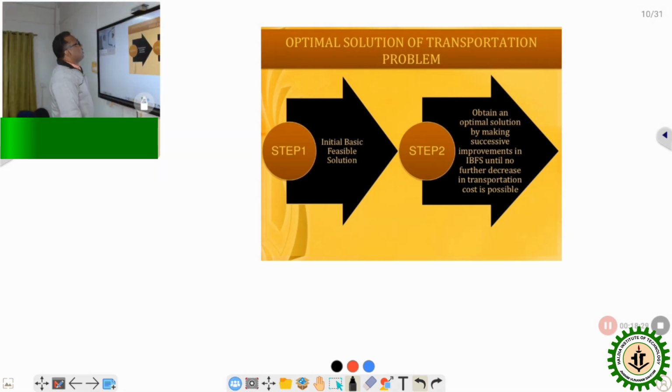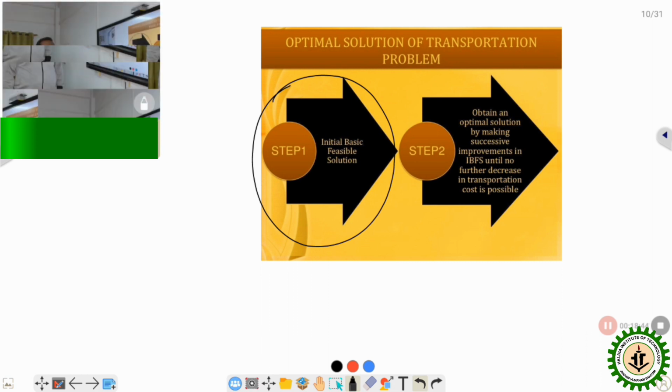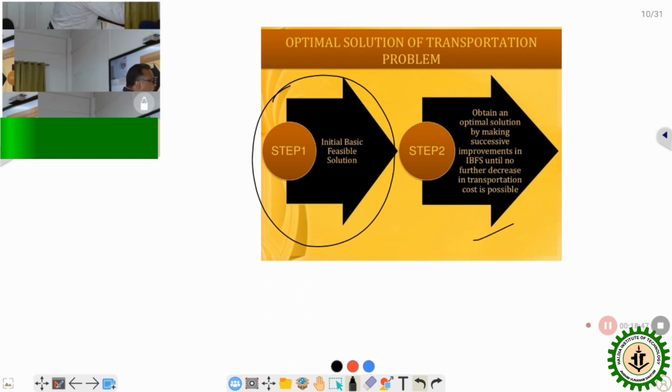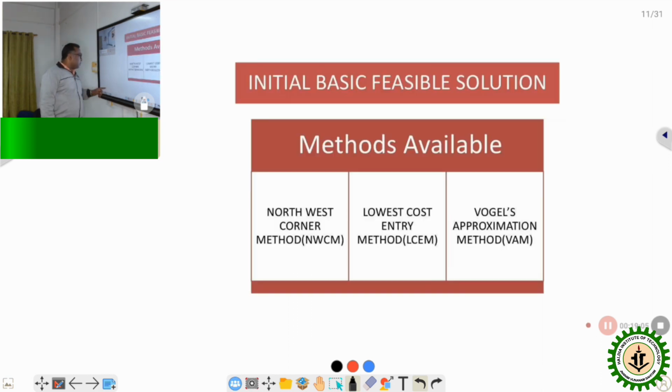To find the solution, basically step 1 is to find the initial basic feasible solution. That we will do first. Second step, check whether it is optimum or not. That we will do in later classes, maybe the next class, day after tomorrow. So first we will find the initial basic feasible solution.